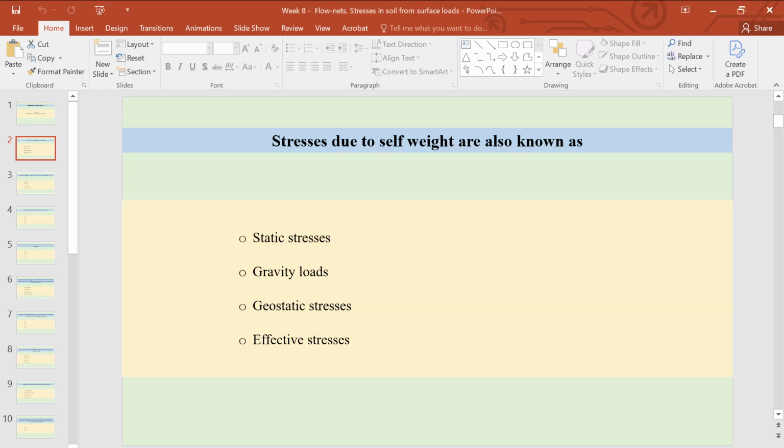Stresses due to self weight are also known as: first option, static stresses; second option, gravity loads; third option, geostatic stresses; last option, effective stresses.